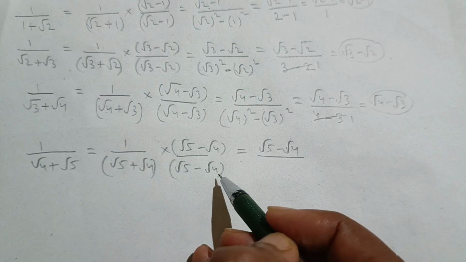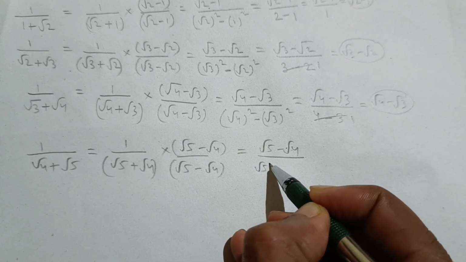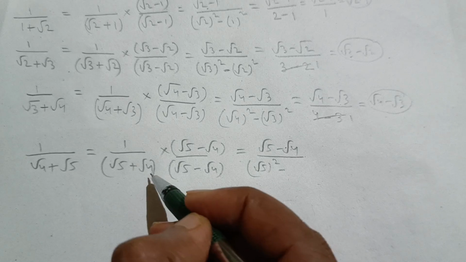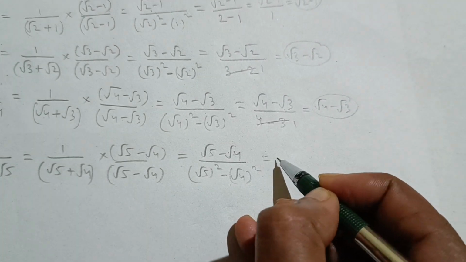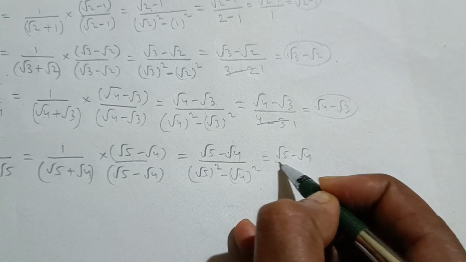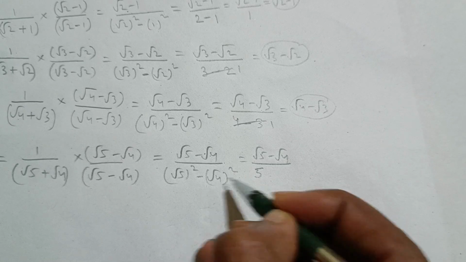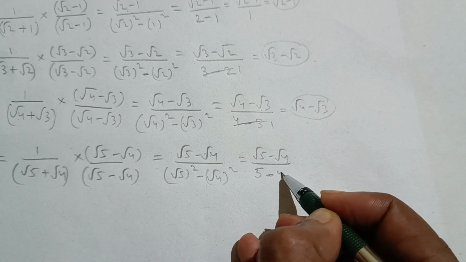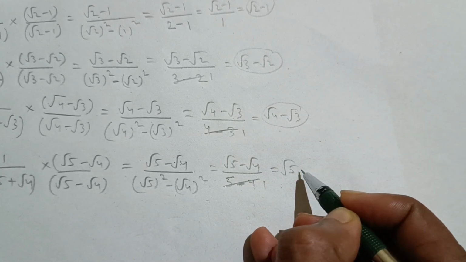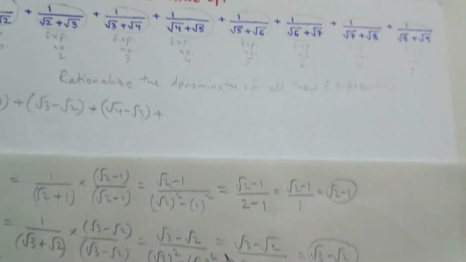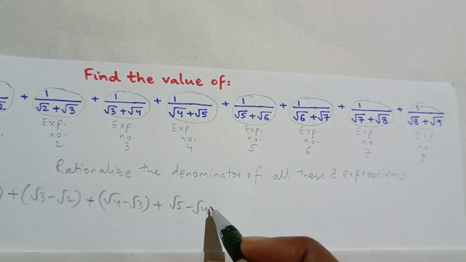A plus b multiplied to a minus b, so a square minus b square. So square root of 5 whole square minus square root of 4 whole square. So it is square root of 5 minus square root of 4 in the numerator, and in the denominator, square root of 5 whole square is 5 minus square root of 4 whole square is 4. So 5 minus 4 is 1. So this becomes square root of 5 minus square root of 4.